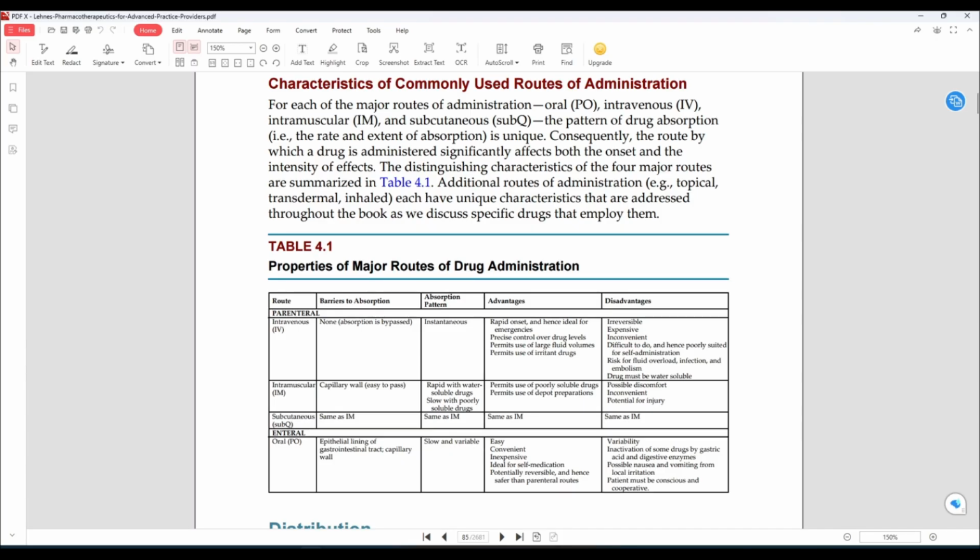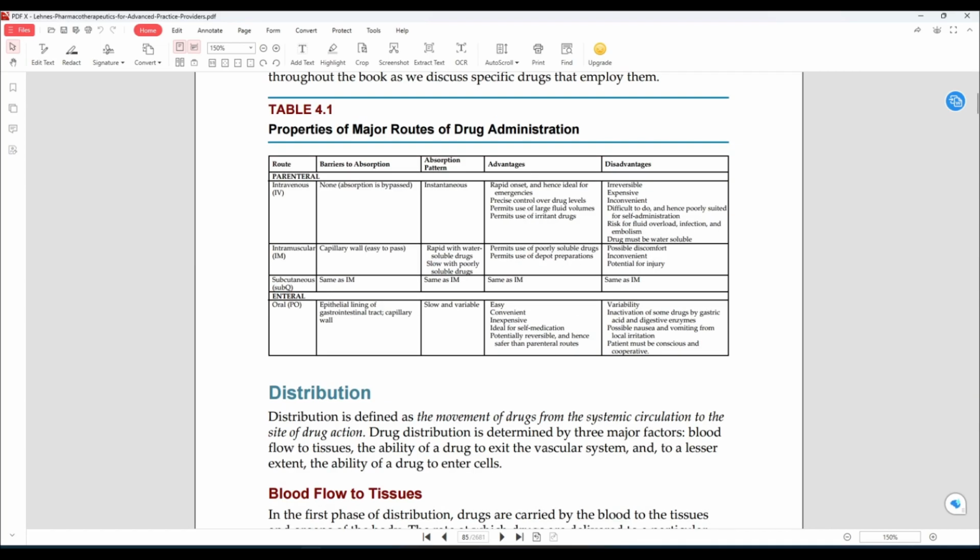Consequently, the route by which a drug is administered significantly affects both the onset and the intensity of effect. The distinguishing characteristics of four major routes are summarized here on this table. Table 4.1. Additional routes of administration, topical, transdermal, inhaled, each have unique characteristics that are addressed throughout the book as we discuss specific drugs that employ them. So, again, here's Table 4.1 and the properties of major routes of drug administration.